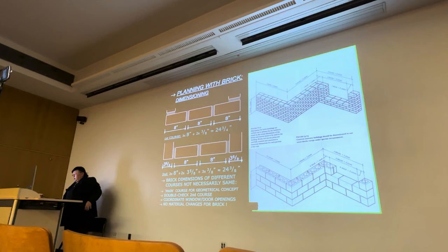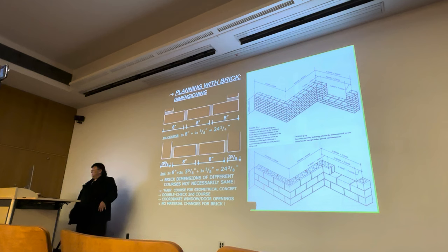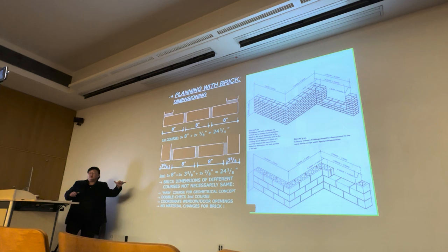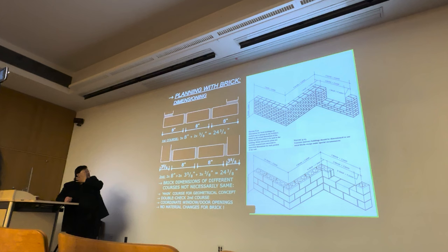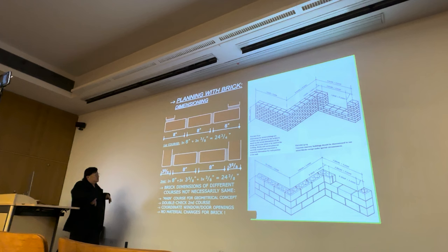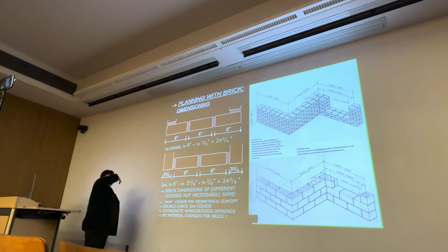Okay, planning with brick: dimensioning. These are standardized dimensions. For example, 3 courses have a length of about 8 inches. These are nominal dimensions, like 7 5/8 inches, so they are not really measured 8 inches, but we just say 8 inches, give or take. Then we have 3 inches with 2 joints of 3/8 inch. Totally, we have 24 3/4 inches.